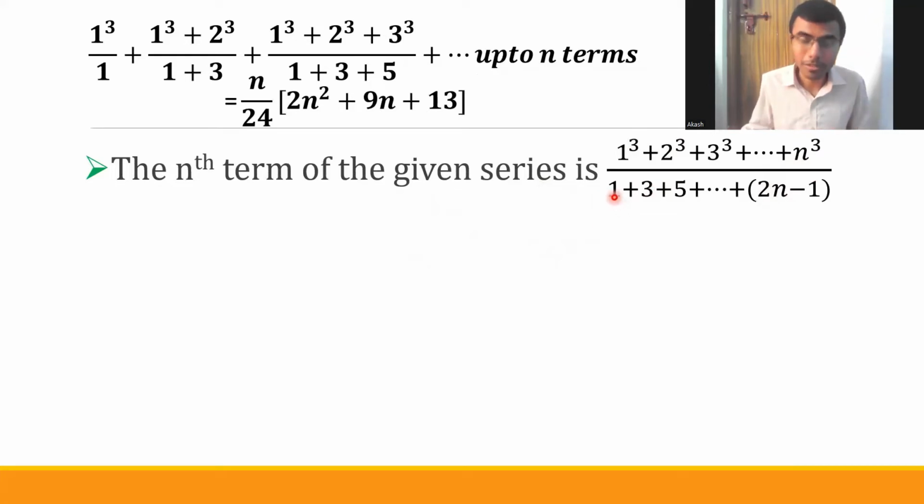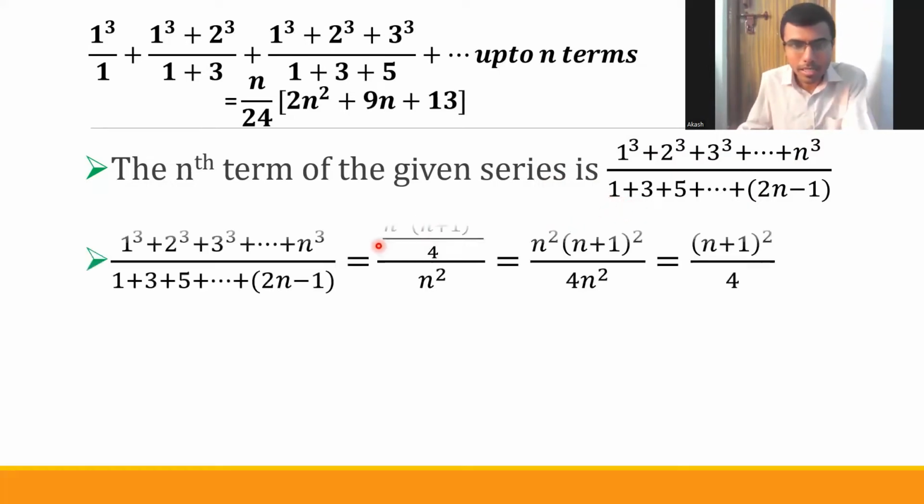Now, let's try to simplify this a little. Why keep it like this? You know the sum of cubes of the first n terms. Do you remember the formula? It's n square into n plus 1 whole square by 4. And the sum of the first n odd natural numbers is n square. So ultimately I'd get this.